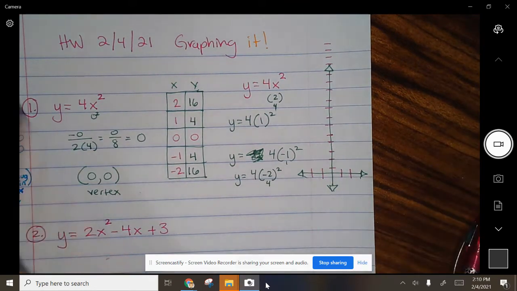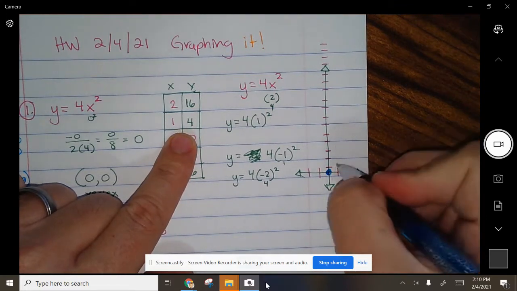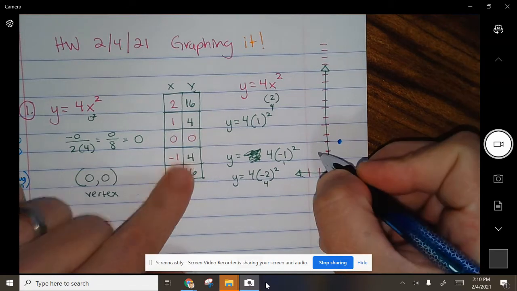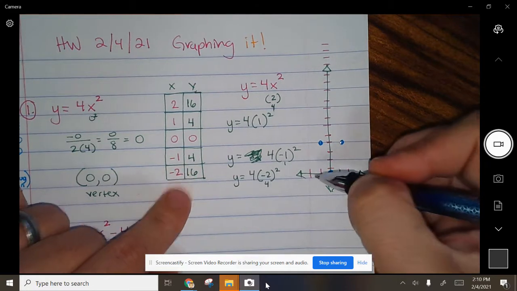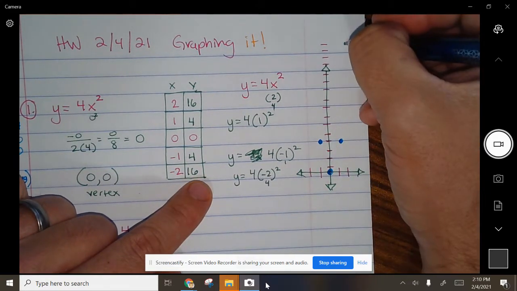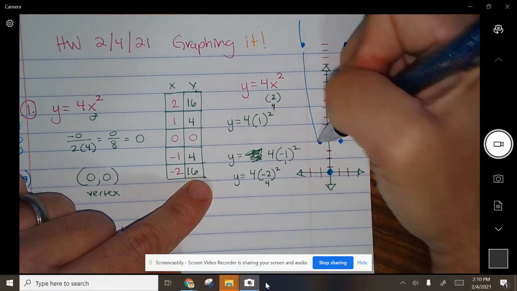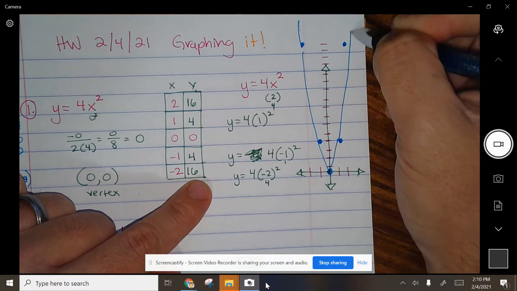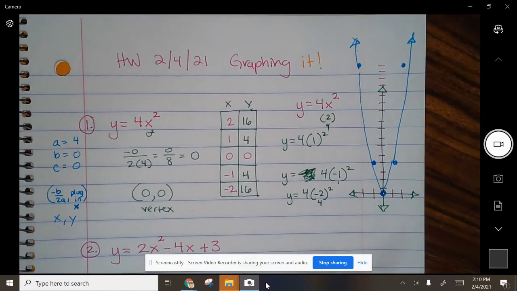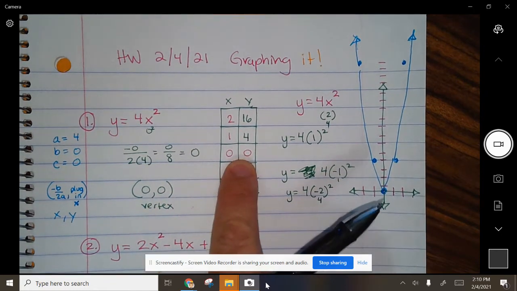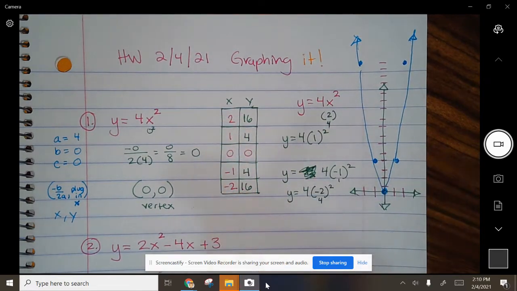Okay? Now we graph 0, 0. That's easy. Over 1 up 4. Negative 1 up 4. Notice the symmetry happening. It's symmetrical. Over 2 up 16. Negative 2, 16. Hopefully yours looks a little neater than mine, but I'm going kind of quick. So let's just talk about this again. Find the vertex, plug it in. Go up 1, up 2, down 1, down 2, and just solve by plugging in your x values you put in there.